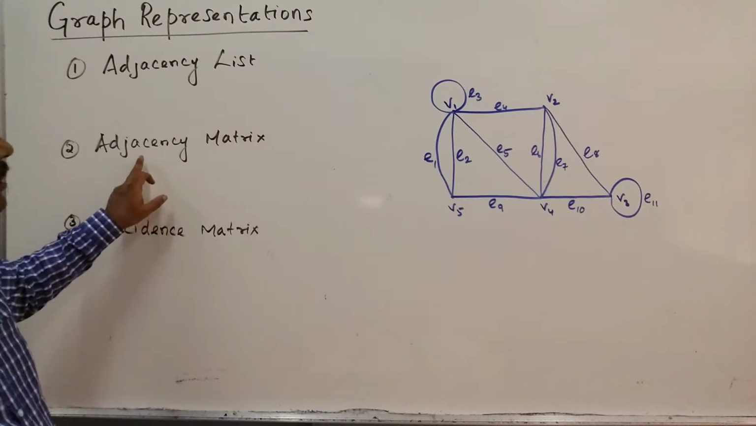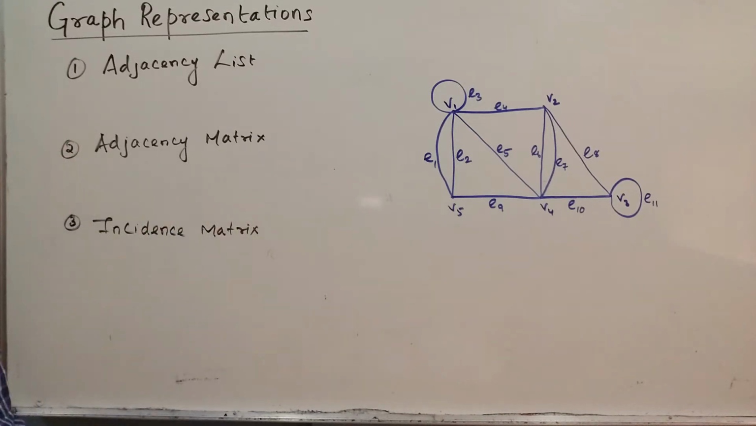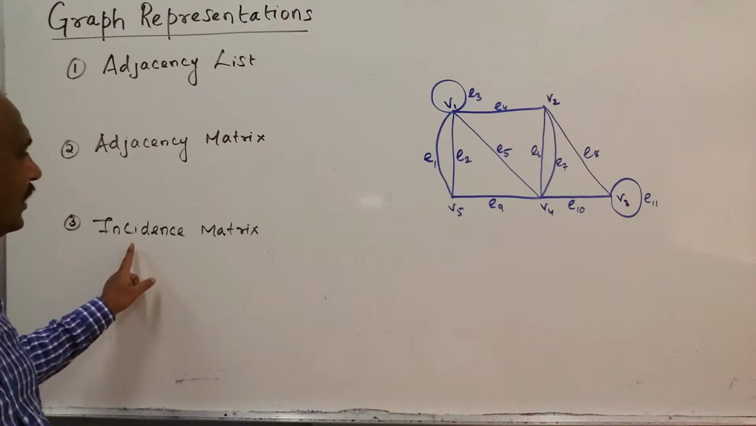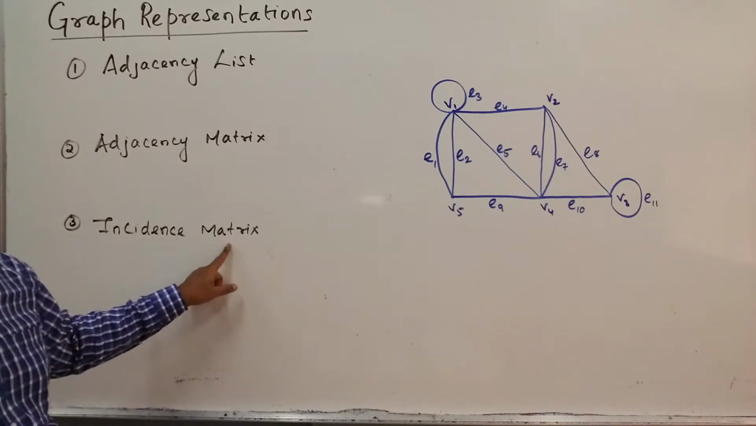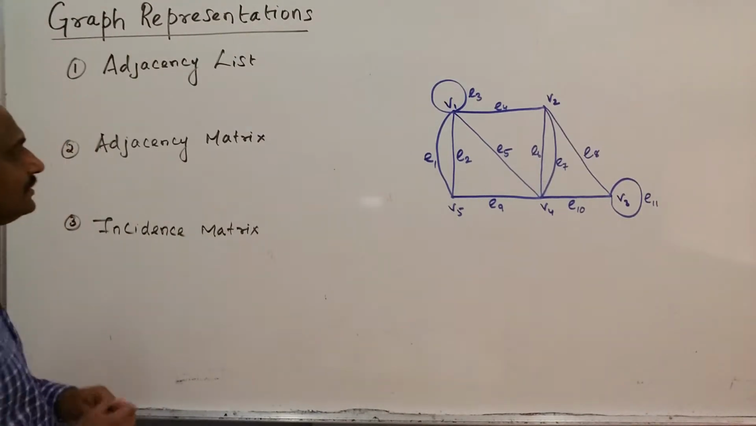The second one is called adjacency matrix. And the third one is called incident matrix.